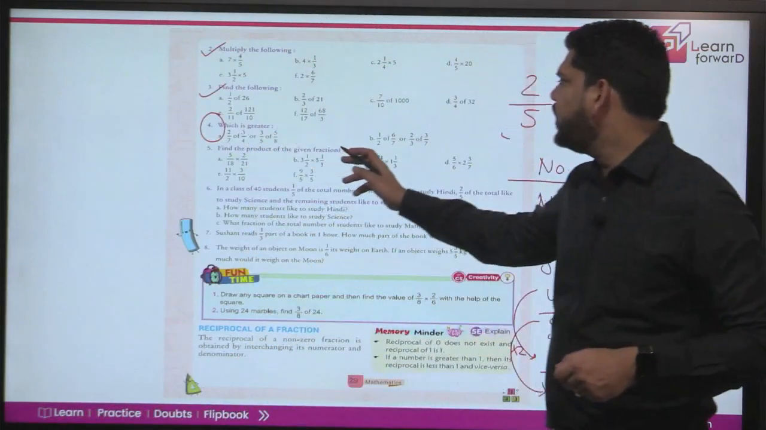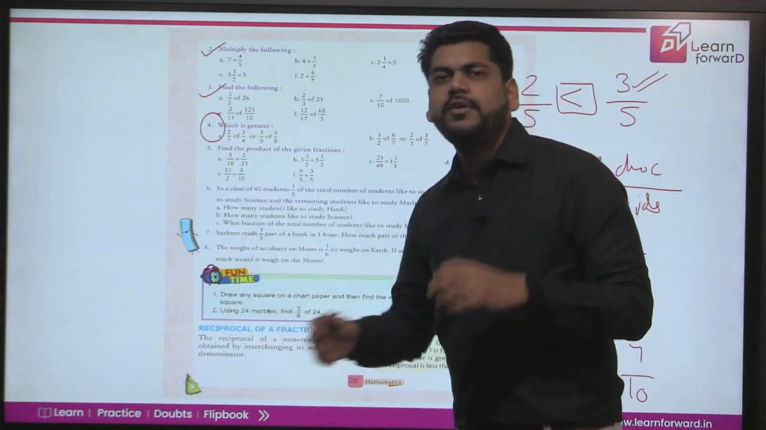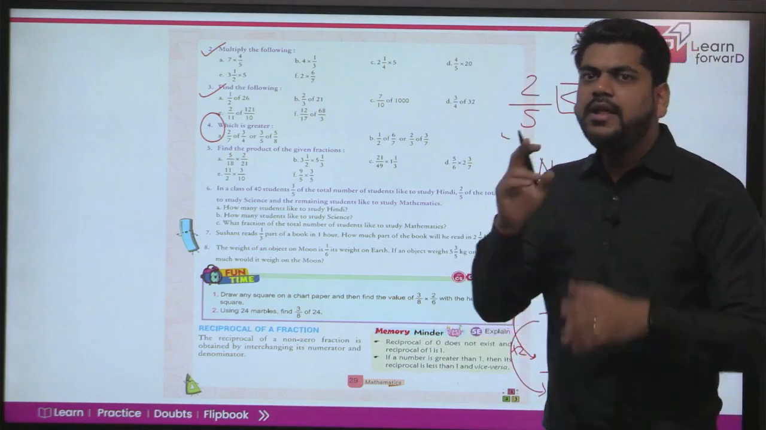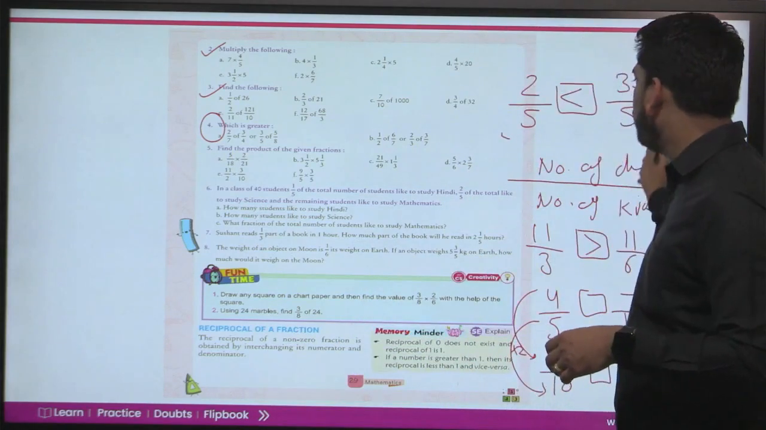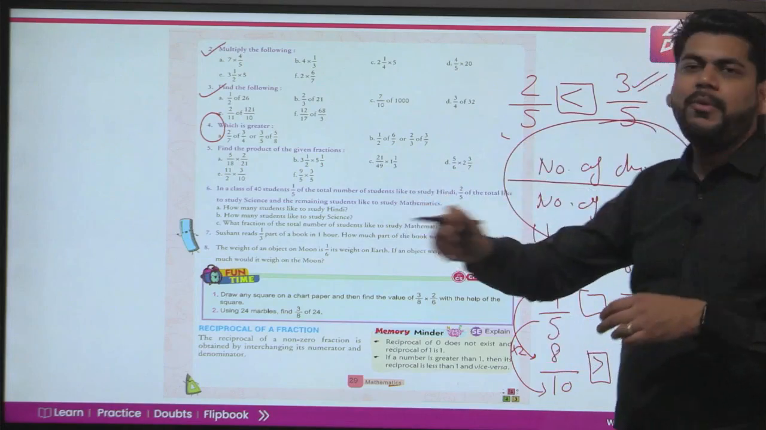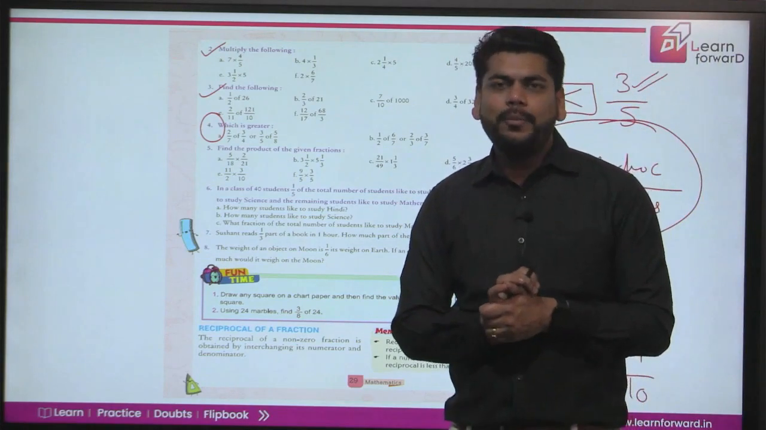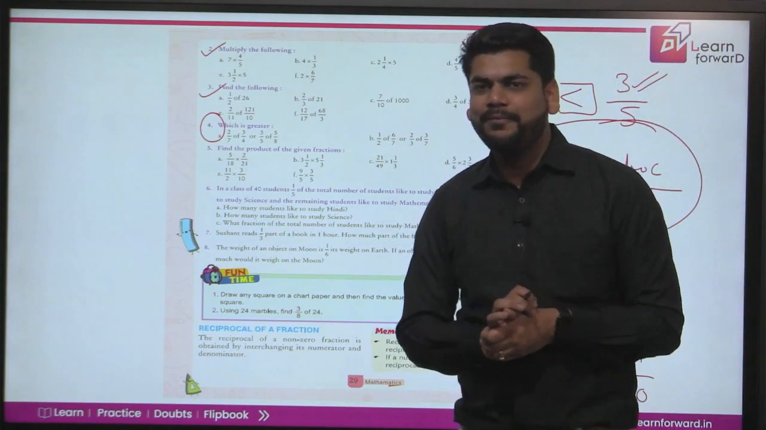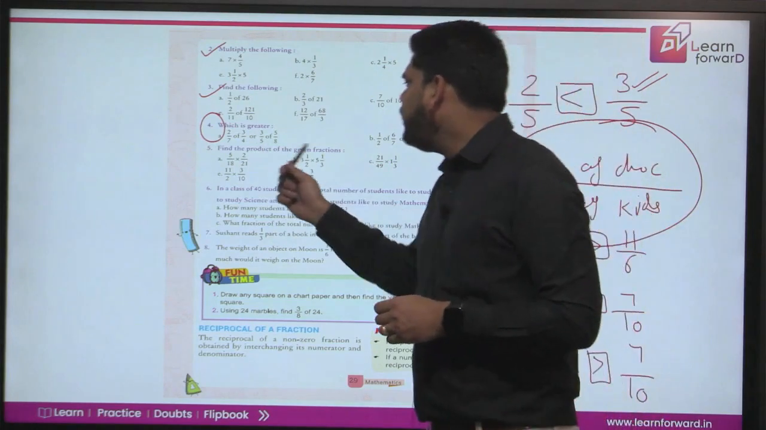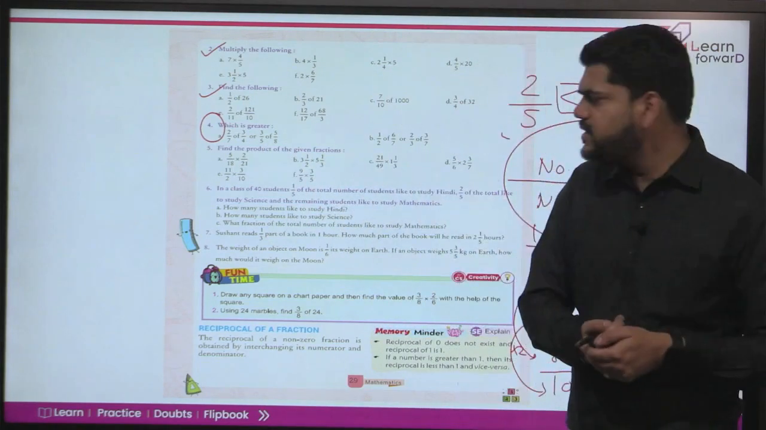So which one is greater? You can now solve them. First multiply them, take out the answer, then compare by using the formula of number of chocolates upon number of kids. I hope you will be able to do these questions now. Great. Find the product of the given fraction. This you can easily do.